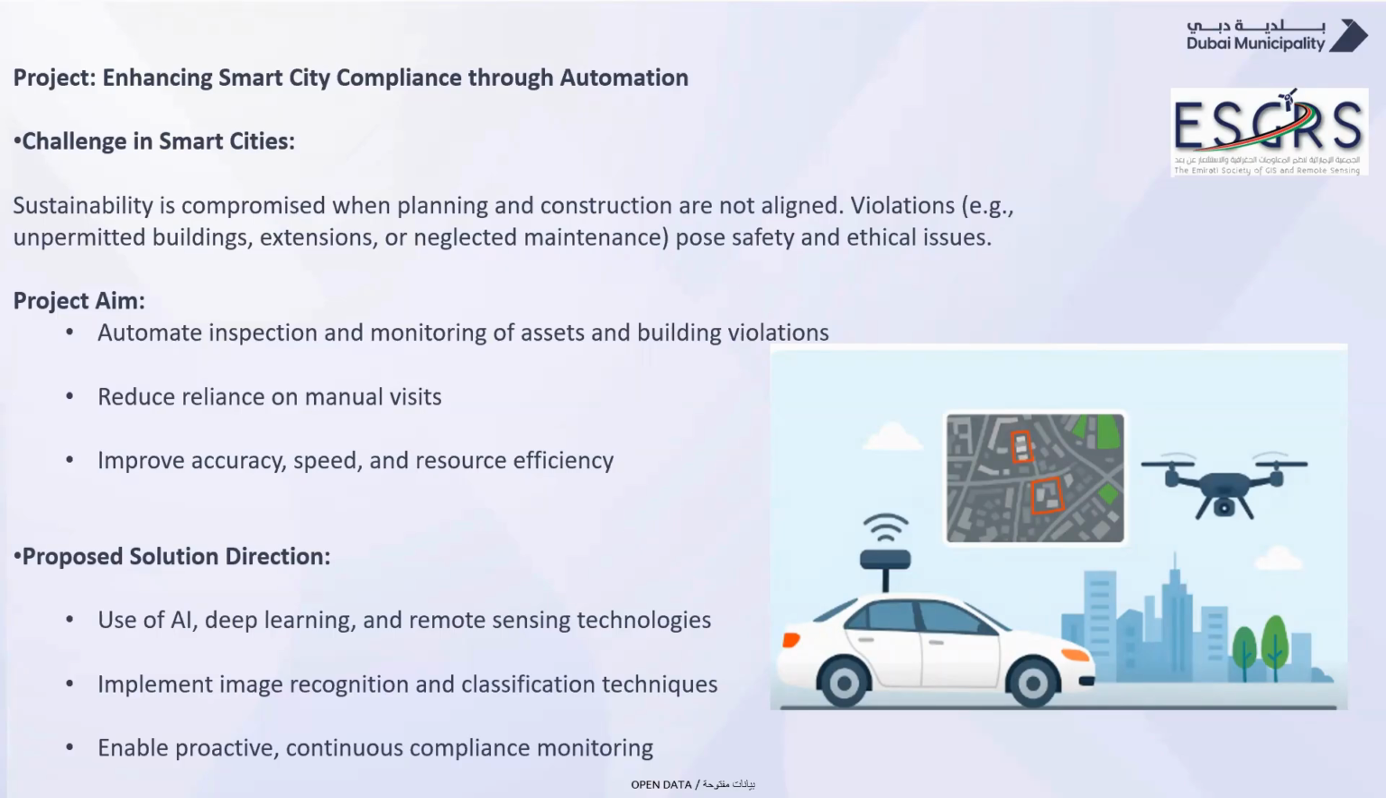So, enhancing smart city compliance through automation. The challenge in smart cities is that sustainability is compromised when planning and constructions are not aligned, like violations, unpermitted buildings, extensions, or neglected maintenance, etc. The project aims to automate inspection and monitoring, reduce reliance on manual visits, and improve accuracy, speed, and resource efficiency. So this is an example of a smart city.